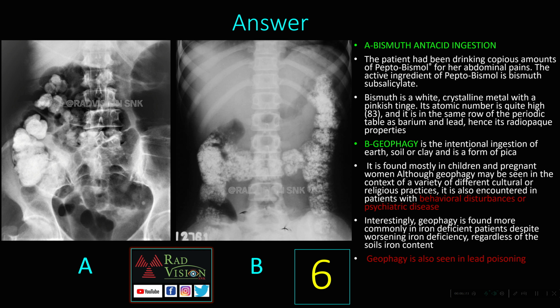And in the second case, you can see multiple radiopaque substances throughout the bowel. It is nothing but geophagia. It is commonly seen in children, pregnant women, and especially in psychiatric patients. Geophagia is found more commonly in iron deficient patients, despite worsening iron deficiency, regardless of the soil iron content. Geophagia is also seen in lead poisoning. So this is a case of bismuth antacid ingestion, and this is a case of geophagia or pica.